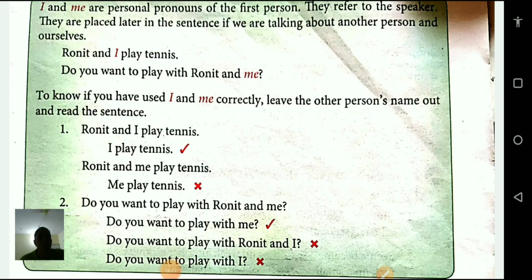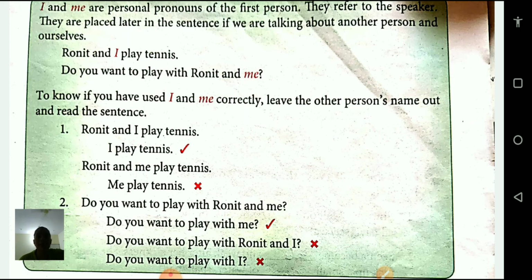To know if you have used I and me correctly, leave the other person's name out and read the sentence. Now the first, Rohit and I play tennis. In this sentence we leave the person's name out. I play tennis. This is correct.